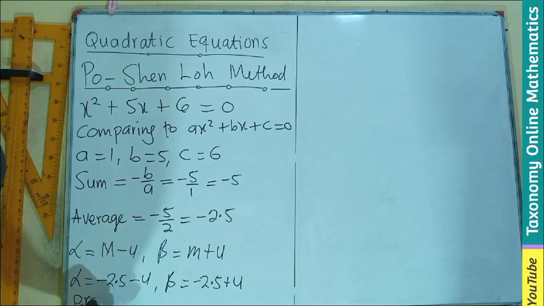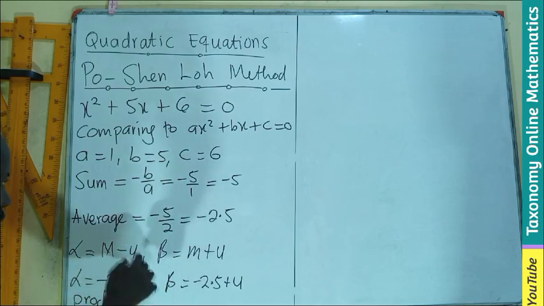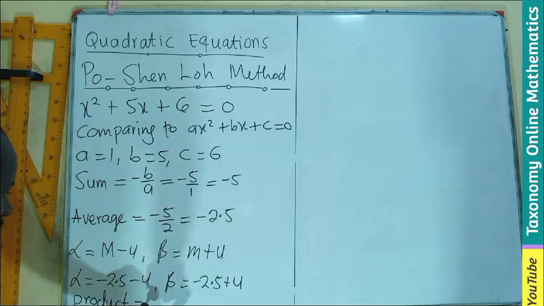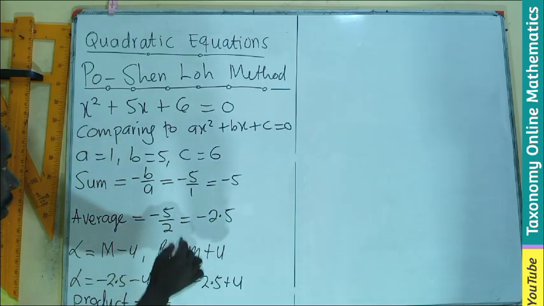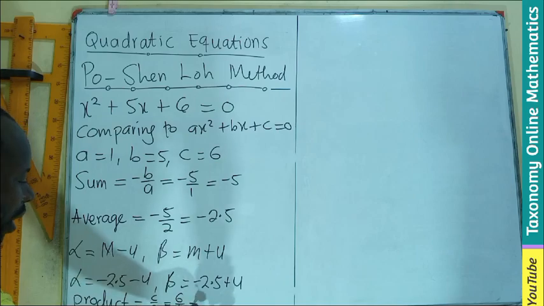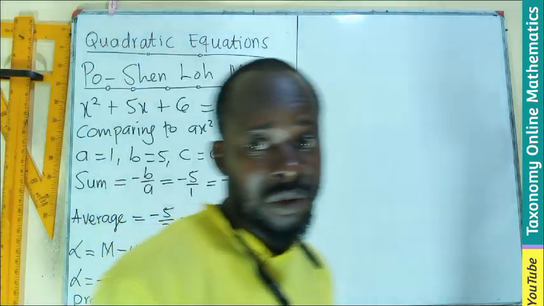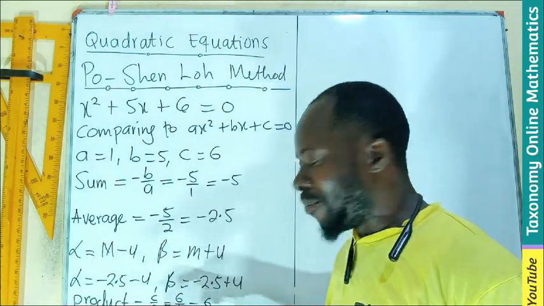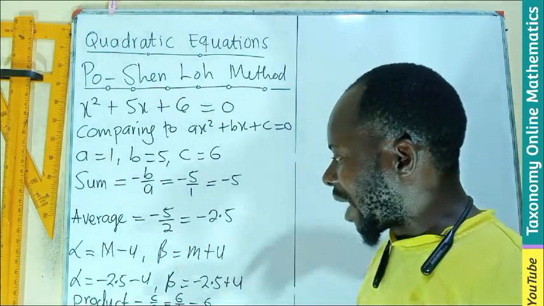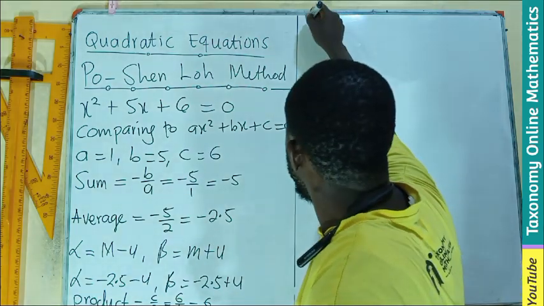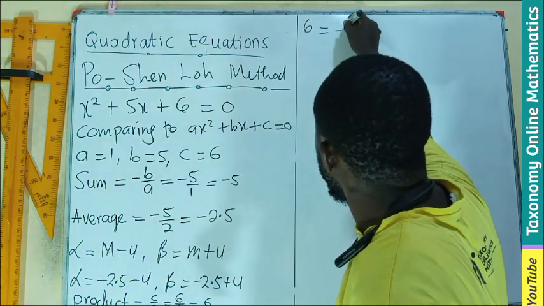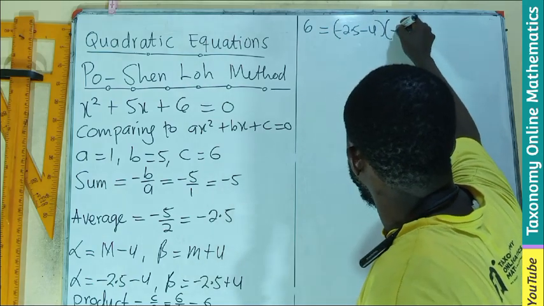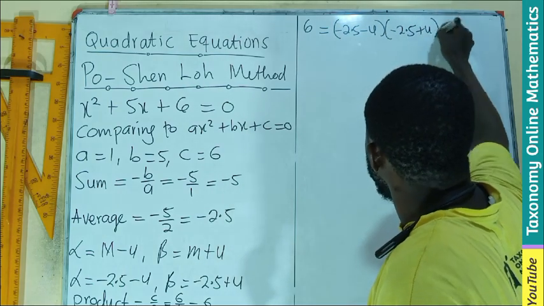Product of roots. Sum of roots, product of roots, average of sum of roots. And that is going to be c over a. And what is the c? 6. a is 1. So I should be having what? 6. Now that I have this, remember, product of roots also means that alpha and beta are the roots, and the alpha and beta are equal to this. So that means product 6 equals minus 2.5 minus u as one root multiplying minus 2.5 plus u as the other root.